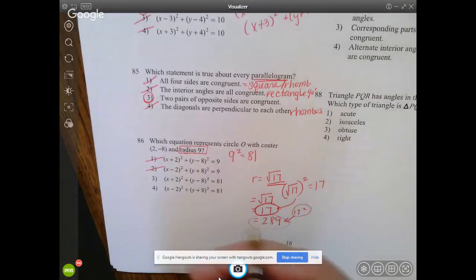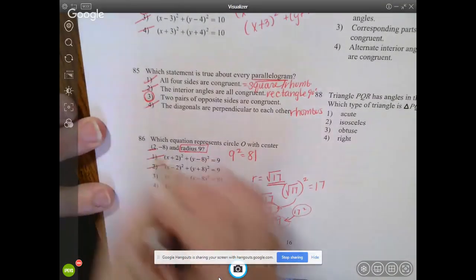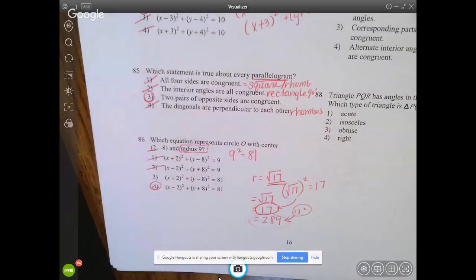But anyway, back to this problem. We know this is positive 2, so the signs have to switch. So our answer is choice 4. Okay.